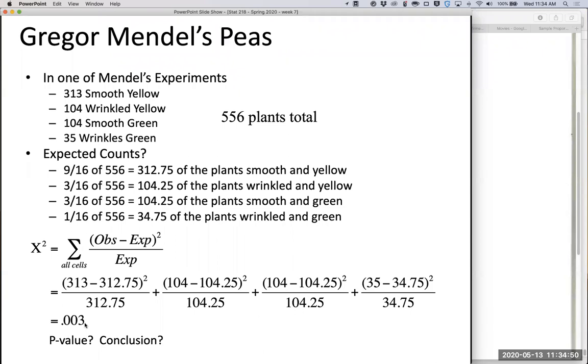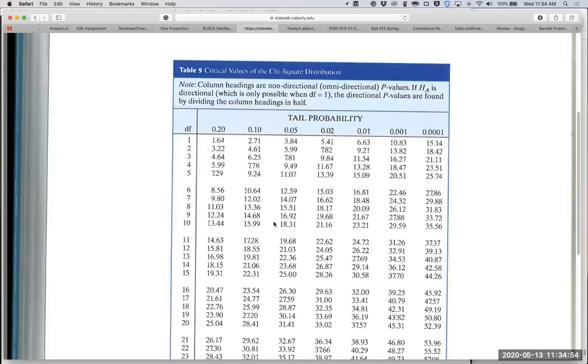My chi-square value is tiny. Let's look at my chi-square table. 3 degrees of freedom. Where am I going to find that? In that 3 degree of freedom row, which I'm underlining here, if I were to see 0.003, it would be certainly to the left of even the leftmost values I have in my table. Thus, my upper tail area must be greater than 0.2.